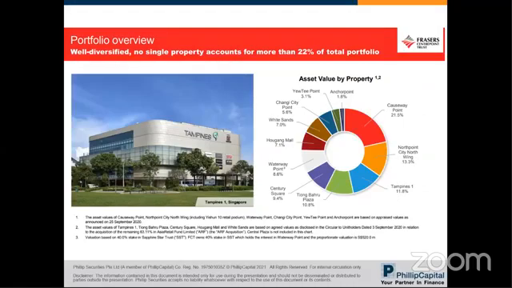So their properties, after the recent buy into new properties, are more well diversified. No single property accounts for more than 22% of the total portfolio. You can see for Causeway Point, the highest is 21.5%. The rest are around an average of 10%.